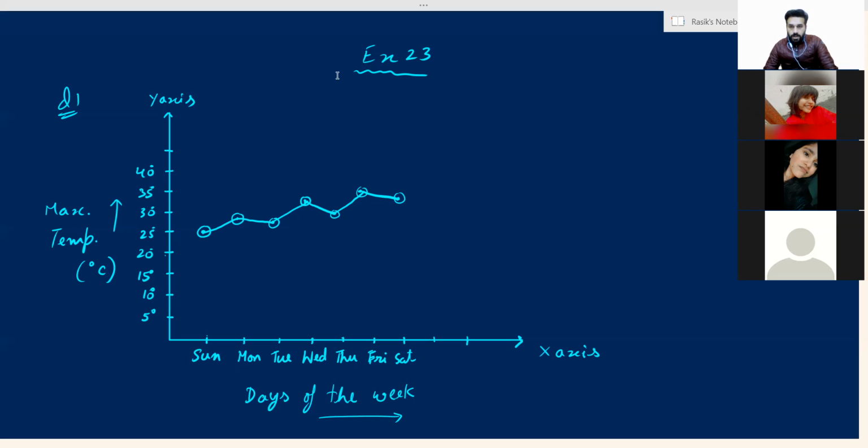You can use different colors for both. Suppose you are making for boys, you can make it with red pencil color, and for girls you can make it with some other pencil color. Or you can do different types of lines. For boys, you can make it with straight, continuous lines with a pencil, and for girls, you can make a dotted line. That way also you can do.